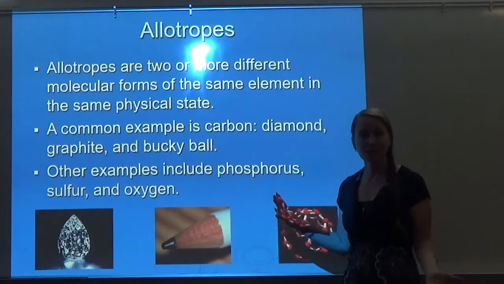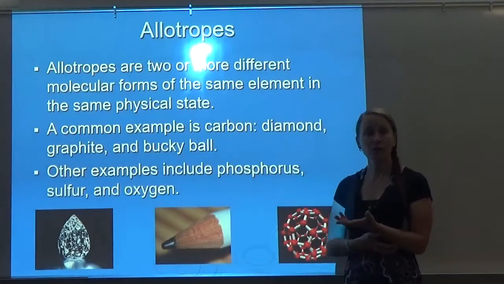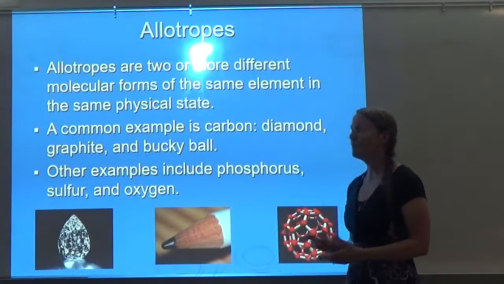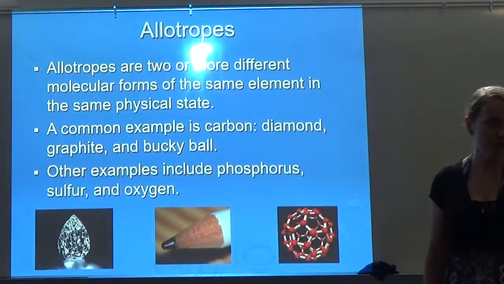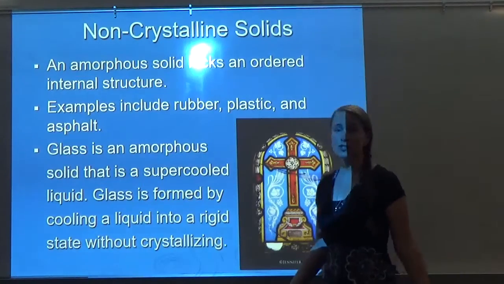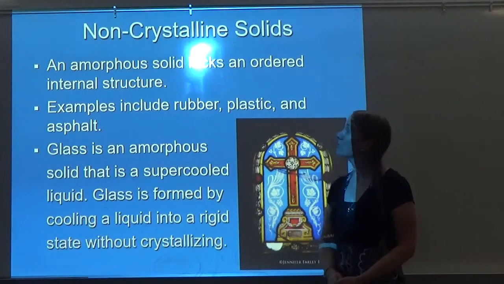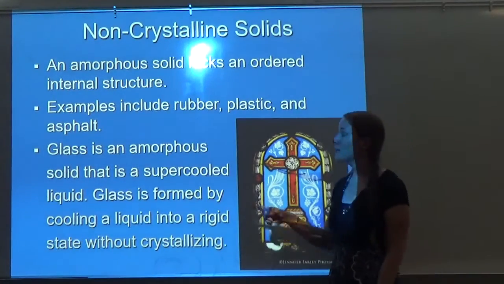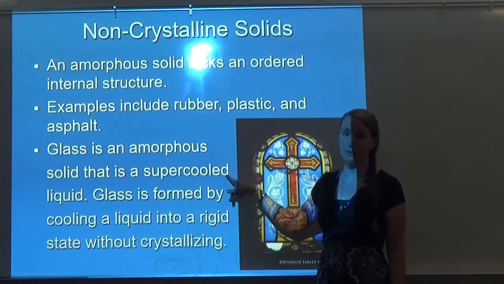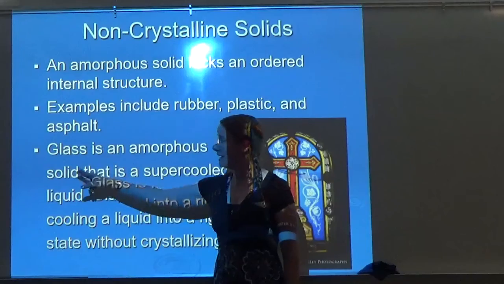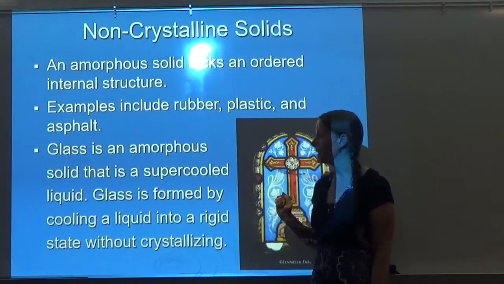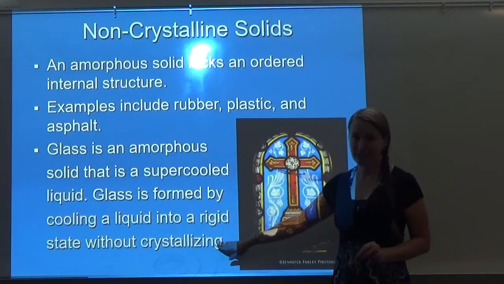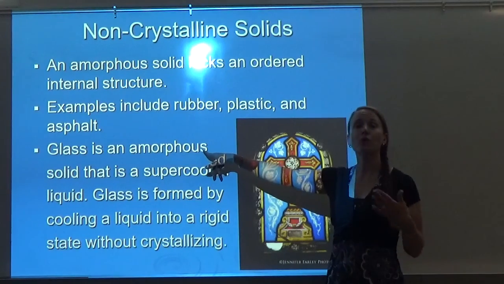Other examples include phosphorus, like white phosphorus and red phosphorus. Sulfur, you can have S or S8, and oxygen. You can have the oxygen we breathe, O2, or you can have ozone, which is O3. Those are all allotropes. So not all solids are crystals. An amorphous solid lacks an ordered internal structure. Examples include rubber, plastic, and asphalt. Glass is an amorphous solid that is a supercooled liquid. I'd like you to know both of those terms. Glass is formed by cooling a liquid into a rigid state without it crystallizing. So it's not a crystal, and that's what makes it an amorphous solid.